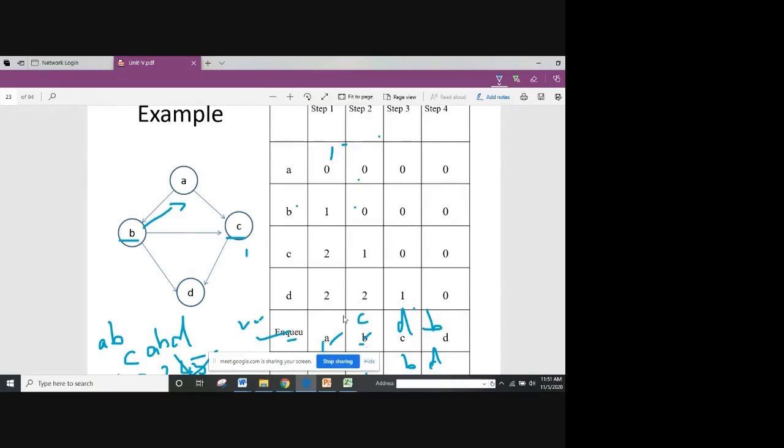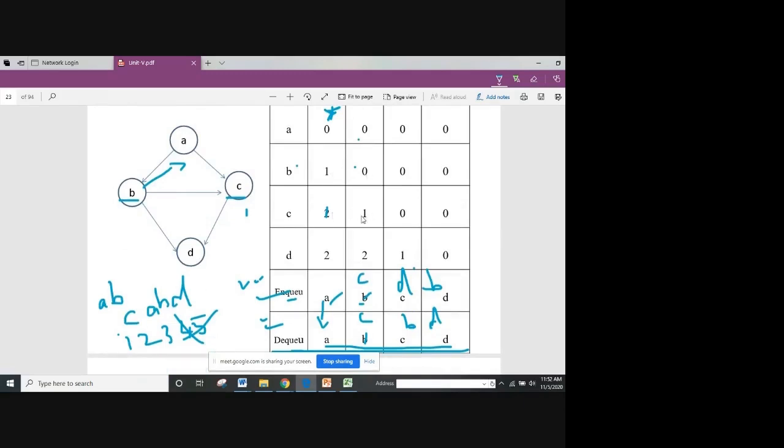Ma'am, here if the in-degree value for C was also 1, then what could we have done? A was 0 only, B was 0, C was 1. In this case, I have already NQ'd and DQ'd A. Now B will become 0, and C also. B's adjacent are C and D, so this will become 0, right? Yes, ma'am. A's adjacent only we are seeing, right? It is becoming 0, 0. Okay.